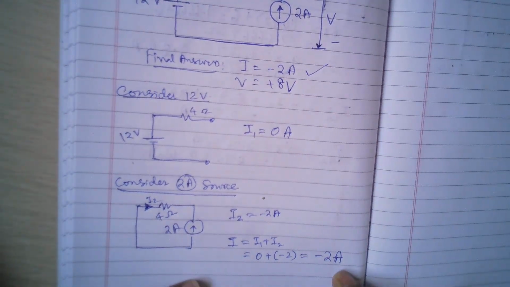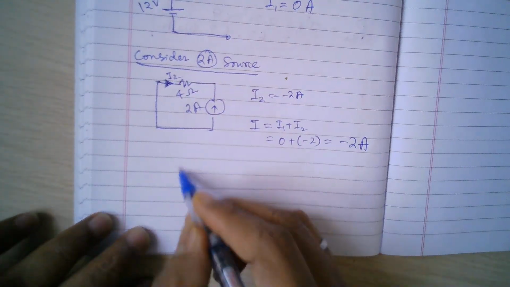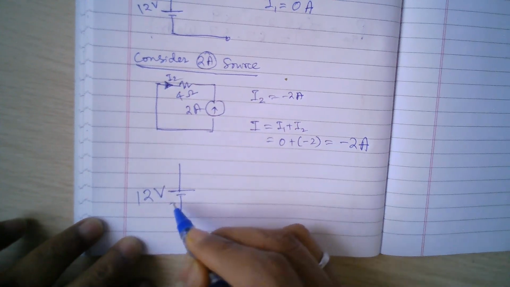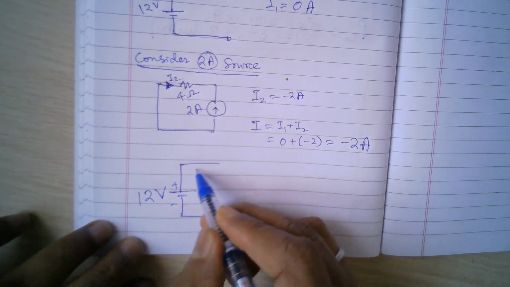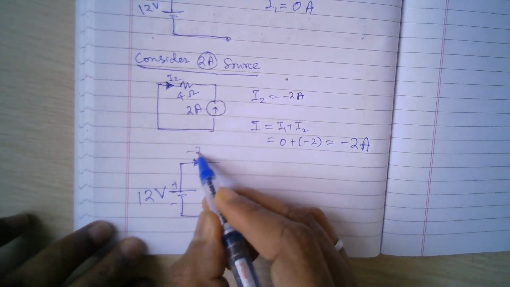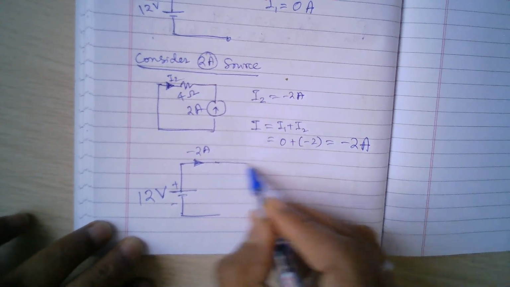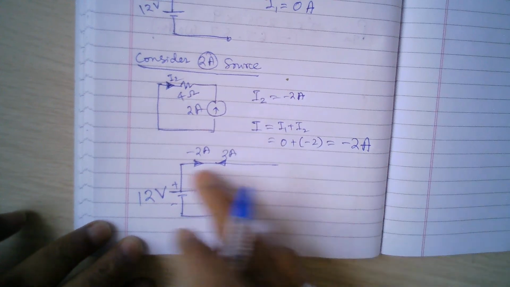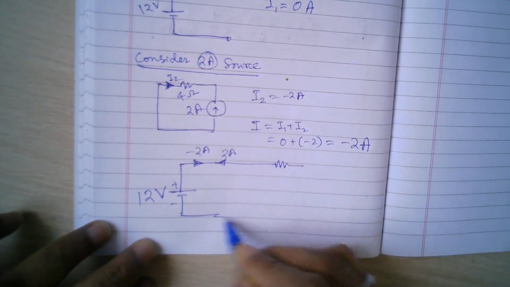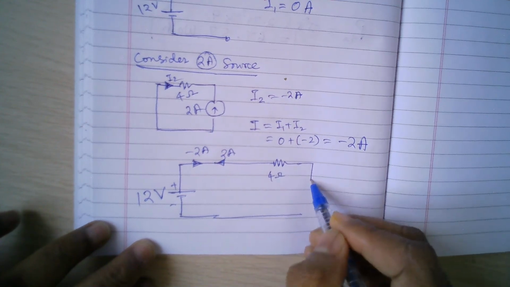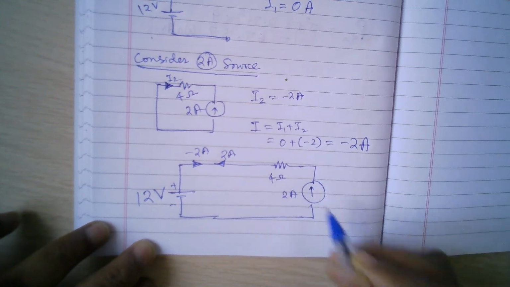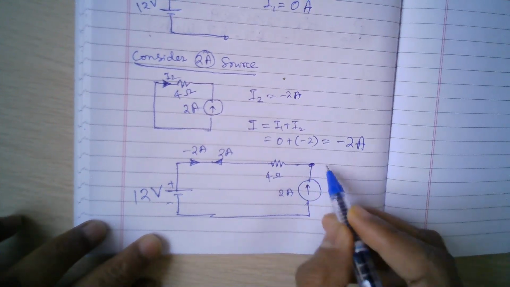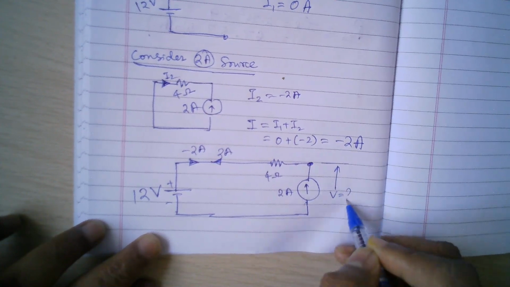Now knowing this answer, how do you find the voltage V? Again apply Kirchhoff's law. Now I have the circuit like this. This is 12 volts, minus plus, and I can write a right arrow and make it minus 2 amperes, or I can keep a left arrow and call it 2 amperes. Both are the same. Then I have 4 ohms, and then the 2 ampere current source. And here the objective is to find this V.